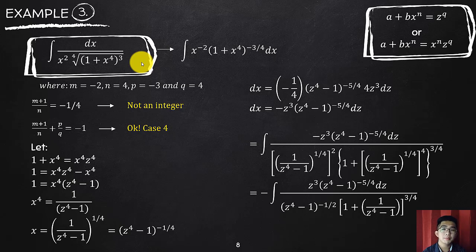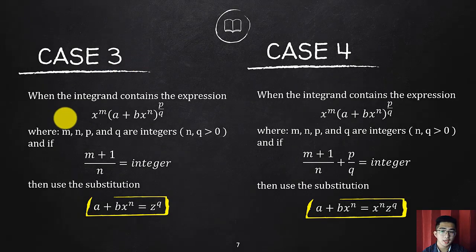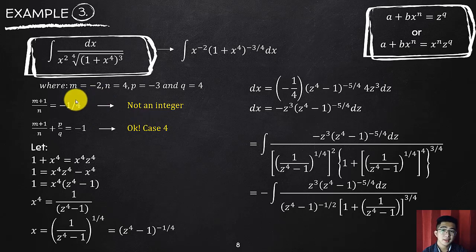But if we try to manipulate the equation so that it follows the form x raised to m times the quantity a plus b x raised to n, closed quantity raised to p over q, what do we get? Let's see. So x squared can be brought up to the numerator, so the exponent becomes negative, x raised to negative 2. The fourth root is a fractional power of 1/4, correct? So 1/4 multiplied by 3, that is 1 plus x raised to 4 raised to 3/4. And if you bring it up to the numerator, it becomes negative 3/4.